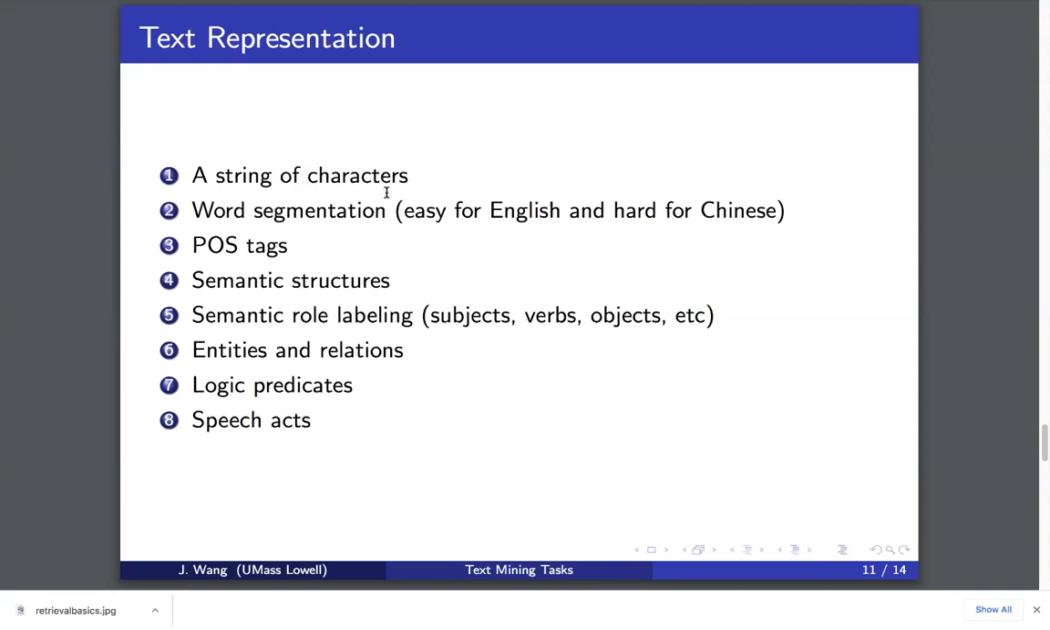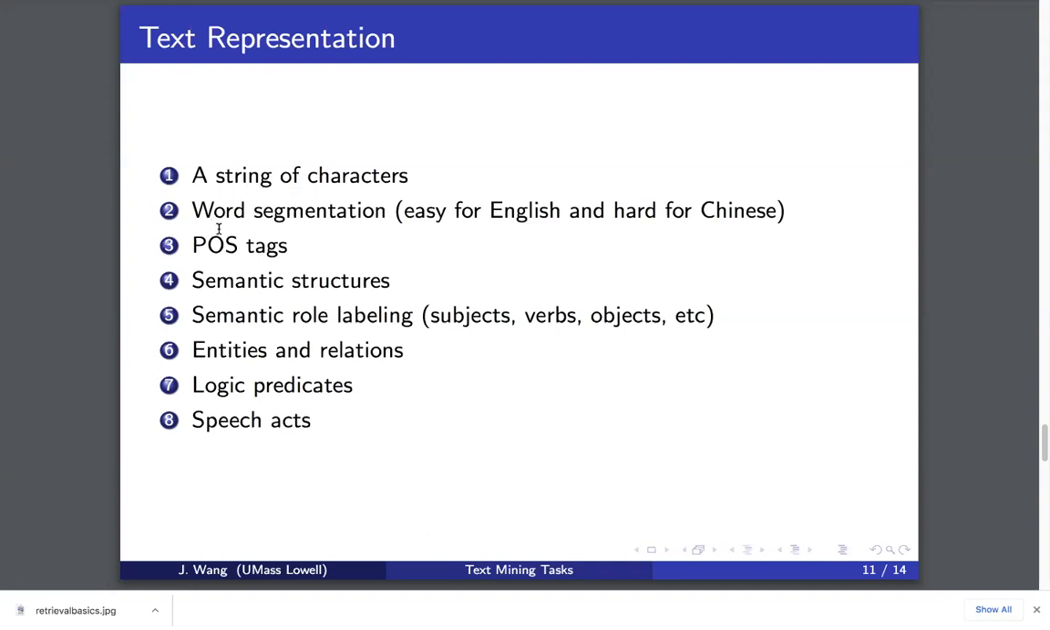Okay, and then once you have a pure text document, how do you represent that document? There are several ways to do it. So the easiest way is to represent that document as a long string of characters, including punctuation, including space, right? So it's simply a string of characters. That's the easiest way, but of course, it does not provide useful information. So you simply look at a pure text file as a string of characters.